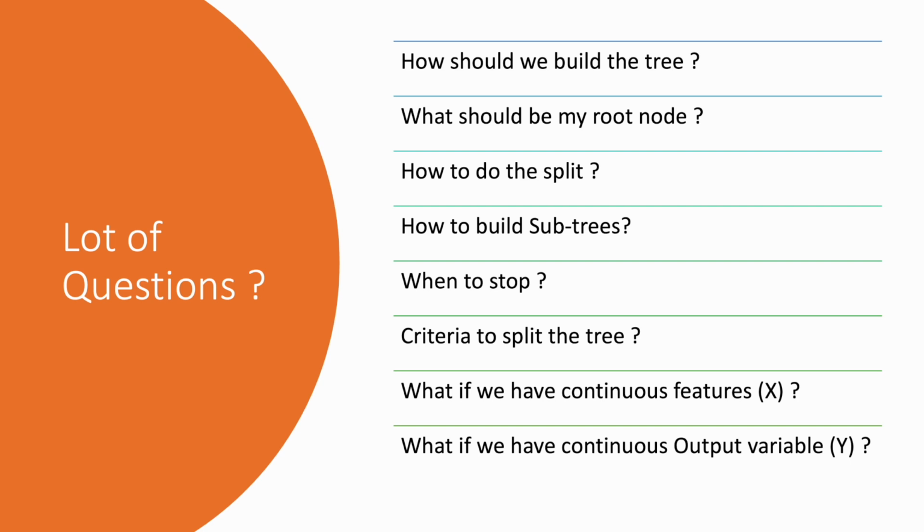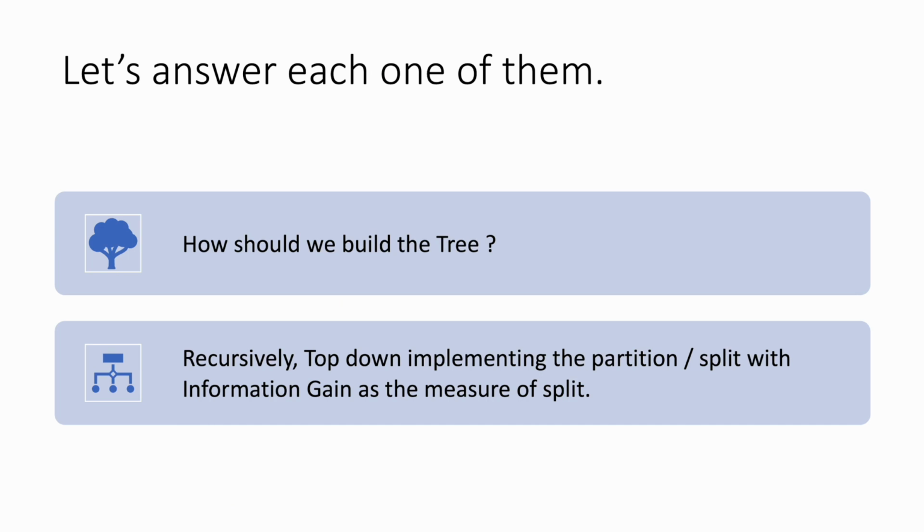If we have a continuous output variable, so my y itself is continuous, what will happen then? Then it will become a regression. Whenever our output variable y is a continuous variable, that's a regression problem, right? But we'll see how to deal with that in this particular video. Let's answer each question one by one.